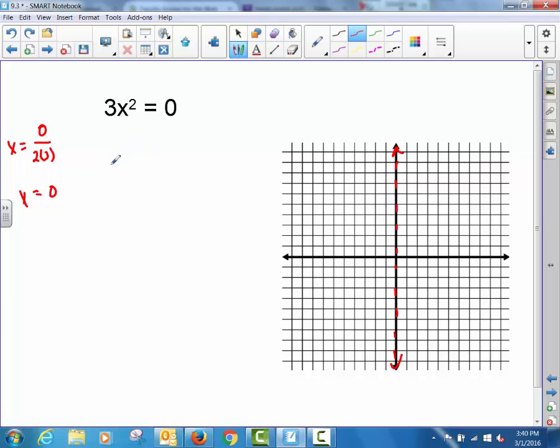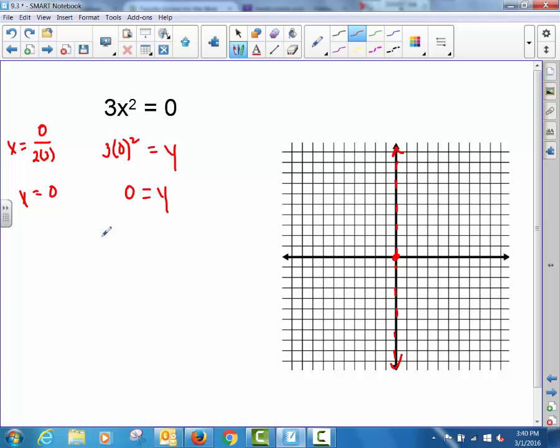Okay, on this one, we've got 3x squared equals 0. So we're going to let x equals 0. We put in 0 for x, because whenever you're trying to find y, you just replace the 0 right here with y. So that gives us 0 equals y. So our vertex is at 0, 0. So we come over here and we put our 0, 0 mark.